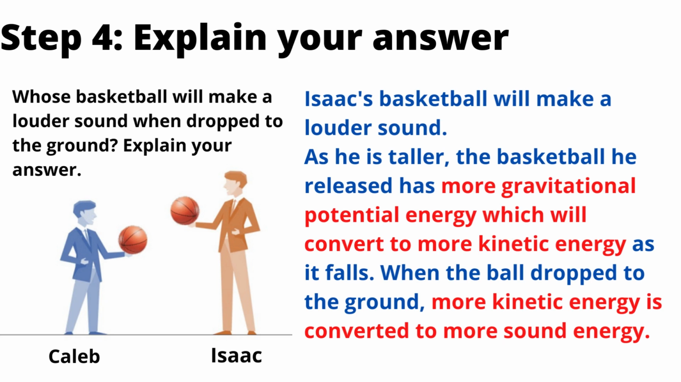Now, how would we explain this using the science concept of energy conversion? First, answer the question to the point. Isaac's basketball will make a louder sound. The way we explain this, we will say the basketball that Isaac is holding has more gravitational potential energy, and that means it will convert to more kinetic energy as the ball falls. When the ball drops to the ground, more kinetic energy is then converted to more sound energy.